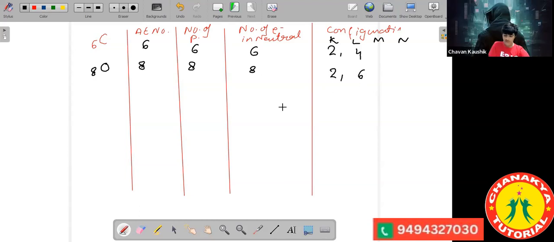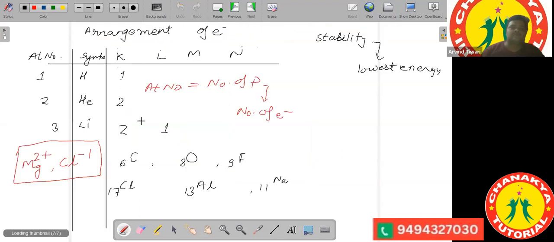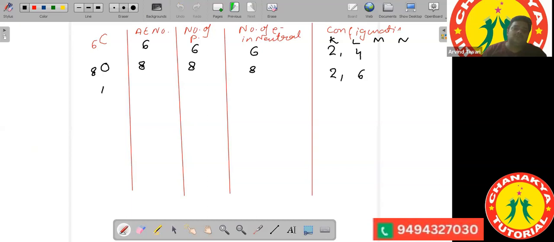Sir, can we do for Mg2 plus? Okay, I am doing that. Now just write for fluorine, aluminium, sodium. For fluorine, atomic number is 9. There are 9 protons and 9 electrons. So they will be arranged 2 in the K shell and 7 in the L shell. If you add them, you are getting 9.